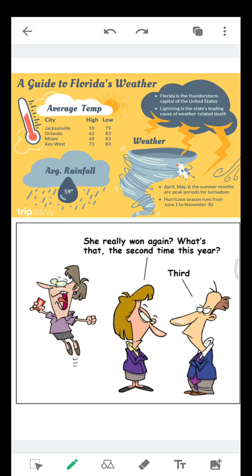And in the next picture you can see she is jumping. She really won again. The second time this year. So if the average of a student is good, then the final result will also be good. It means if you are performing well from the beginning in the periodics, in the activities, in all the assessments, then finally your average will be good.